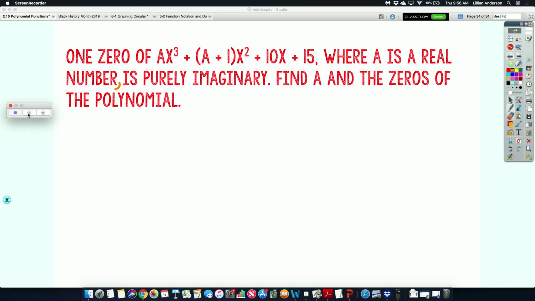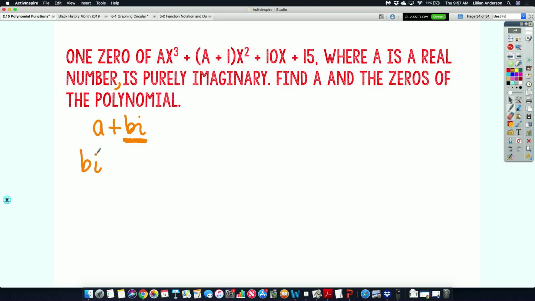Remember, if you have a zero, it's written in the form of a plus bi. And I said that it doesn't always have to be an imaginary number, because the a represents the real part, where bi represents the imaginary part. So when it says that one zero is purely imaginary, that means it's solely just the bi. There is no real part to it. Just the bi. So using that, try to see where you can get to find the value of a and then the zeros of the polynomial using that.